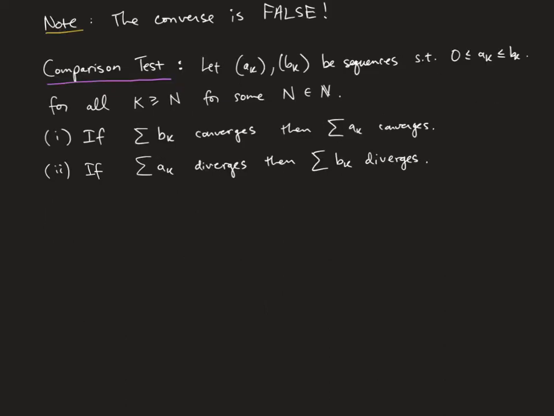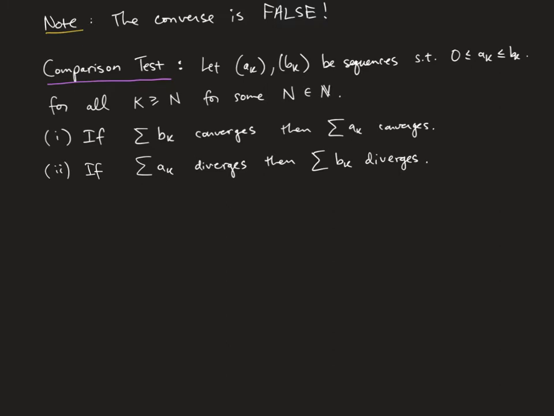The next immediate consequence of this Cauchy criterion is the comparison test for series from calculus. That if you have sequences such that the A sequence is less than or equal to the B sequence, at least after some point, okay, so we really only care that this occurs eventually, then if the sum over the B sequence converges, so we create the series using the B sequence as terms, if that converges, then the A one also converges.